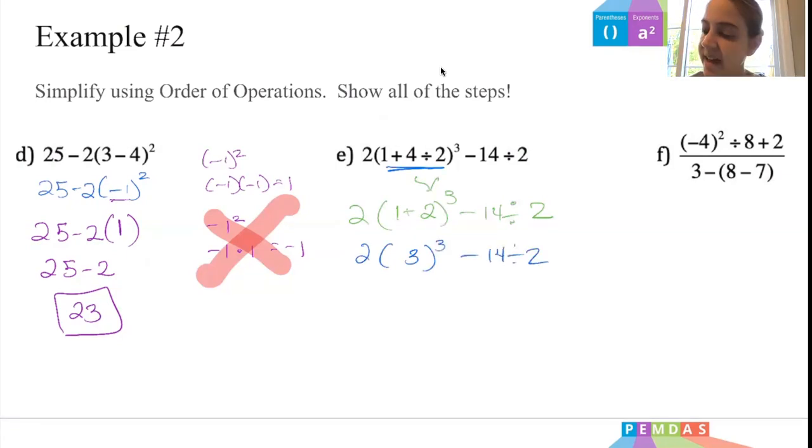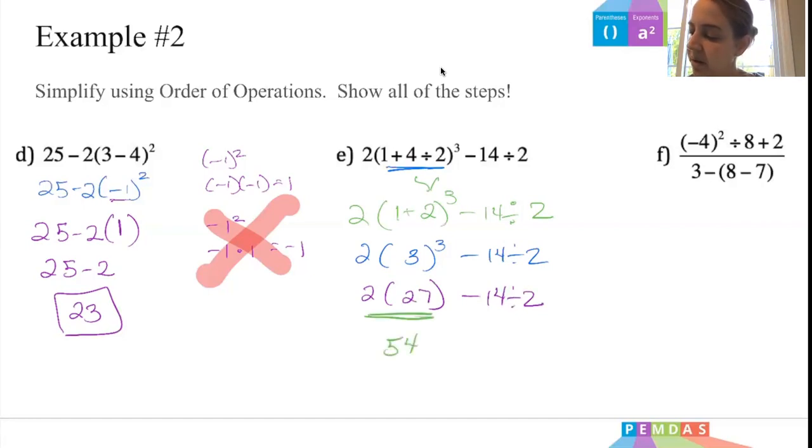Then next we have the exponent. 3 cubed really means 3 times another 3 times another 3, which is 27. So 2 times 27 minus 14 divided by 2. Then we have multiplication and division. So 2 times 27 is 54. Minus 14 divided by 2 is 7. 54 minus 7 is 47.